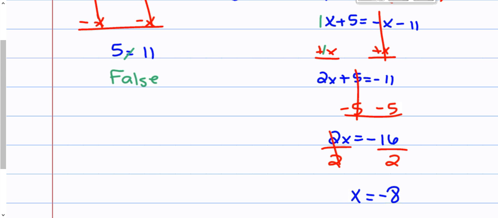Again, there's a couple of different answers here that I want to see. I want to see where you put x equals negative 8. I also want to see where you put 5 does not equal 11 and that is false. Okay? So even though that doesn't give us an actual answer, it does give us something to look for. All right, that's it for 1.4.